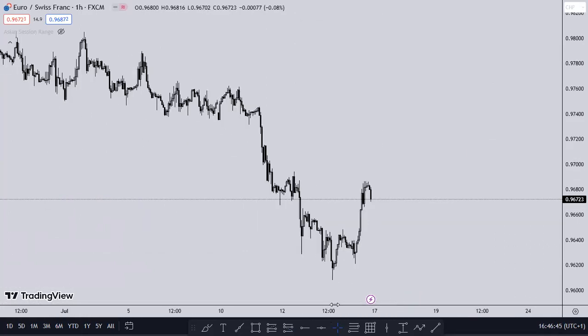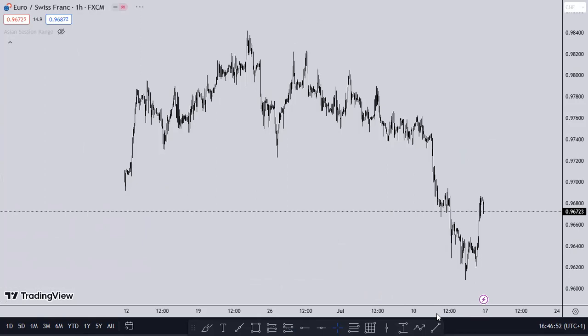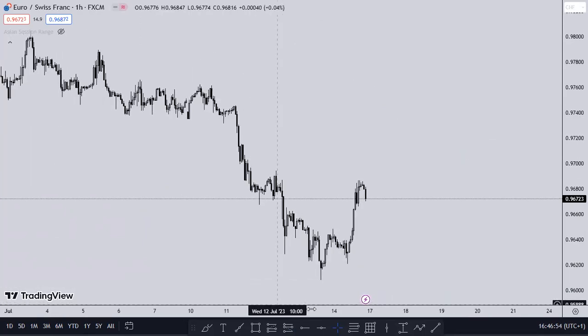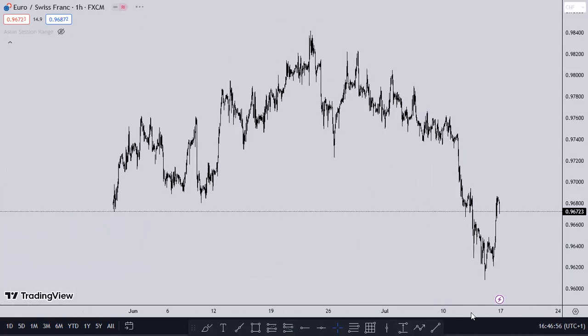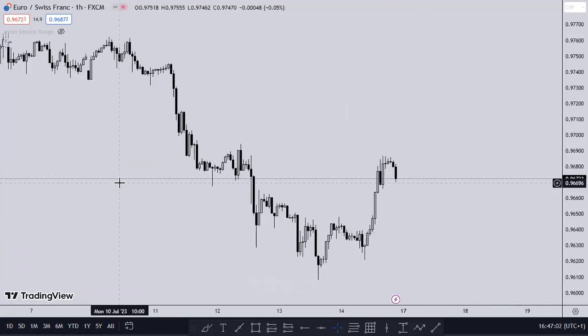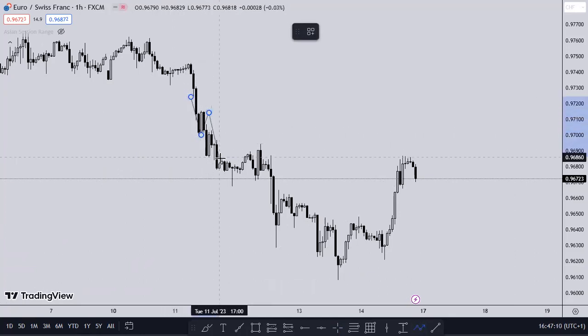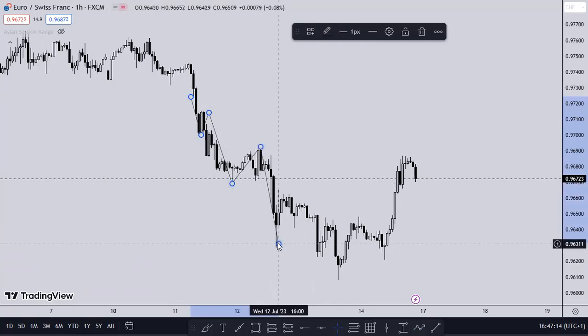Let's go down to another chart. Can you hear me? Okay, this is another chart, and clearly you can see that this market has been ranging all the way to the downside, making a series of lower lows and lower highs: lower low, lower high, lower low, lower high, lower low.